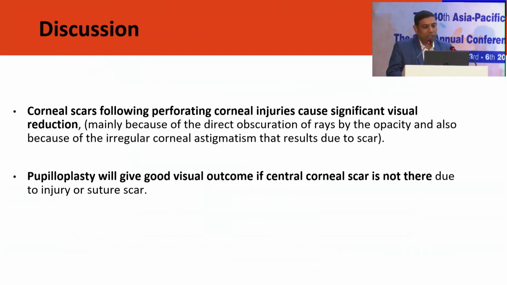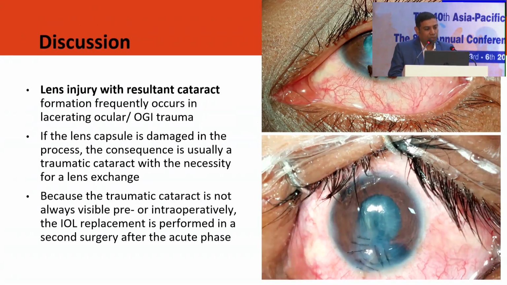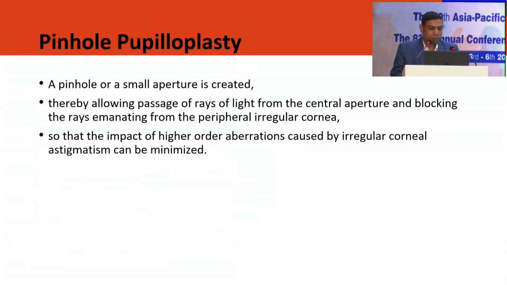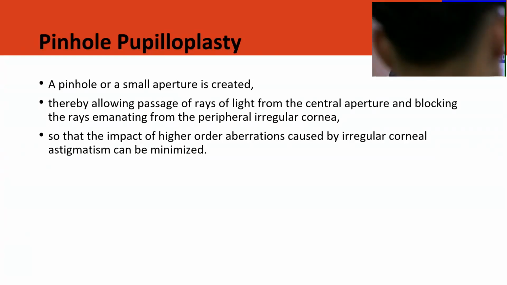The discussion: the corneal scar following perforating corneal injury causes significant visual reduction, mainly because of direct obscuration of the rays. Pupilloplasty will give a good visual outcome if the corneal scar is not in the center. If lens injury is there, cataract surgery can be done after the second sitting. Pinhole pupilloplasty is one of the sophisticated procedures we should do in post-trauma cases to get the best visual outcome with less astigmatism.